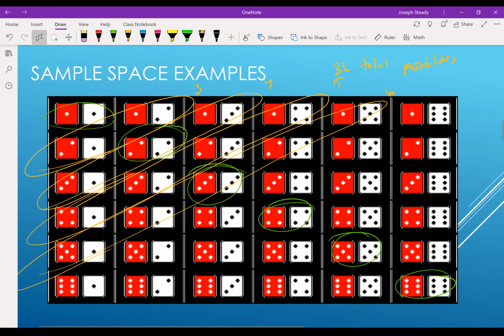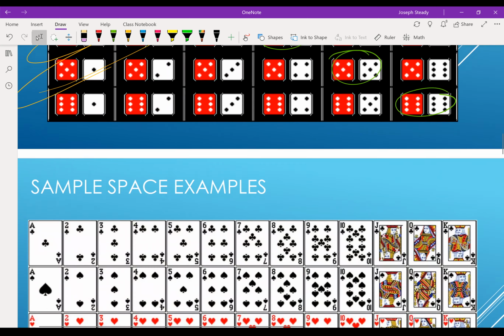So we'll use this sample space a lot when we look at some probability problems in this unit. It's one that I will provide a handout for so you have quick access to it. And it's just something you want to get comfortable looking at.